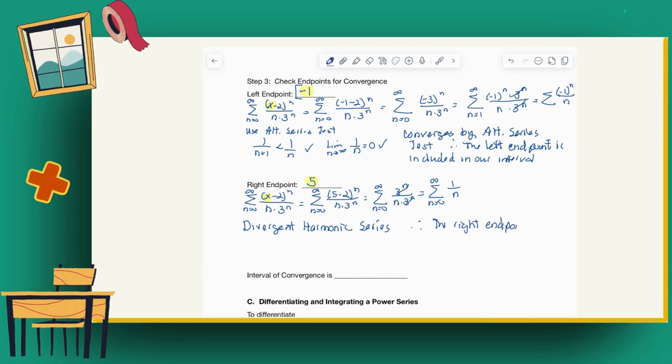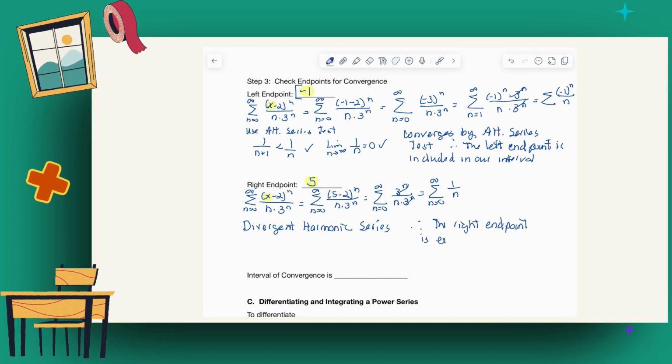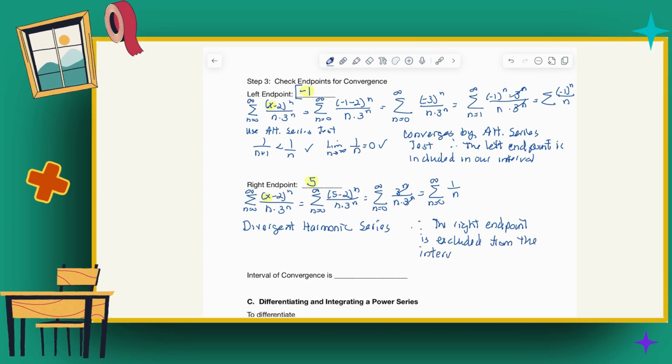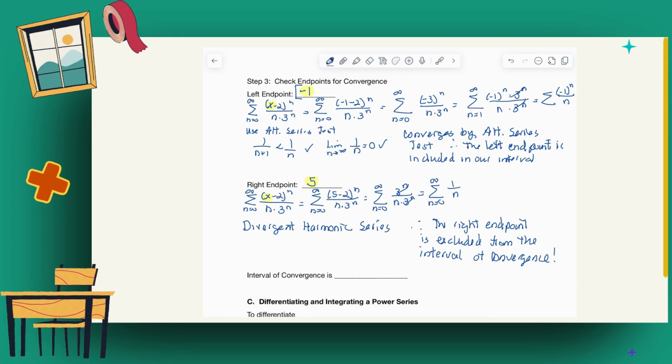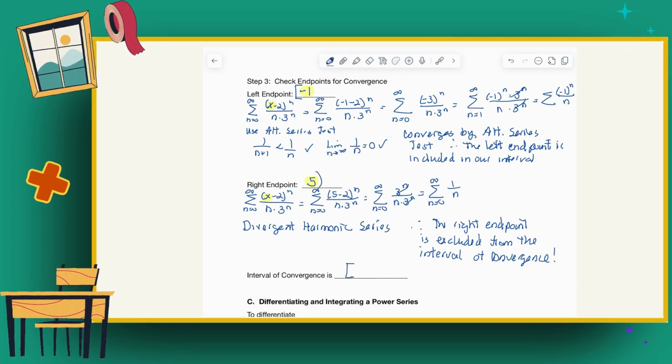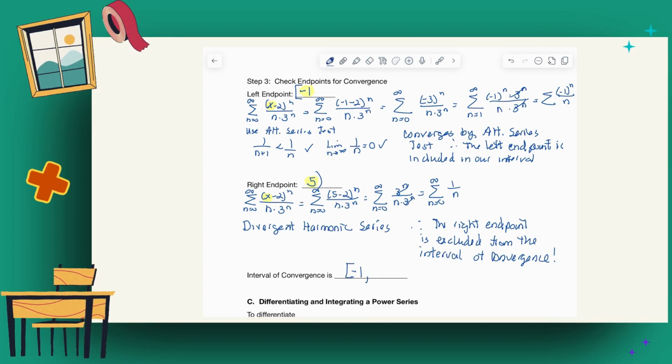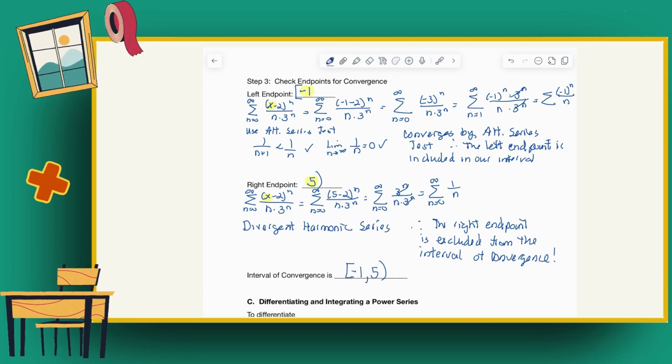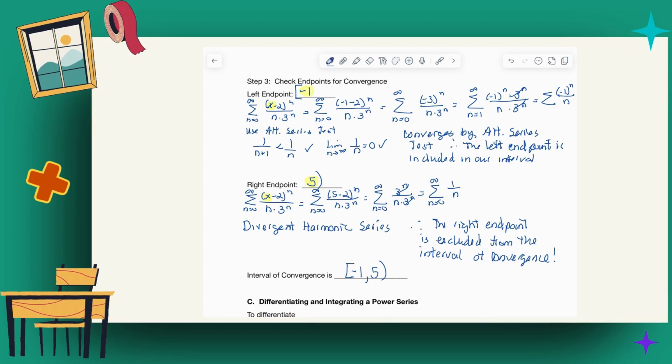So since it diverges at the right endpoint, the right endpoint is excluded from the interval of convergence, which means I'll write a parenthesis when I write my interval with the 5, the right endpoint. Therefore, my interval of convergence for this problem is bracket -1, 5 parenthesis.